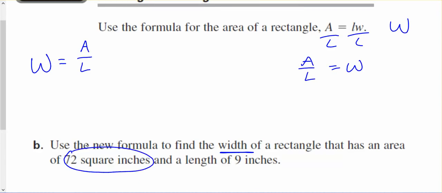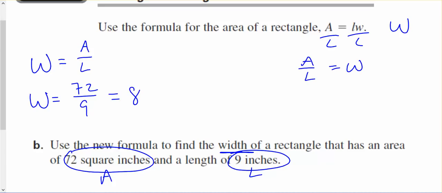And now what we're given is the area is 72 square inches and the length is 9 inches. So we're given A and we're given L. So we have W equals 72 divided by 9, which equals 8. So our width must be 8. That would make sense, right? Because if we go back to our original problem, our area should equal 9 times 8. That equals 72.